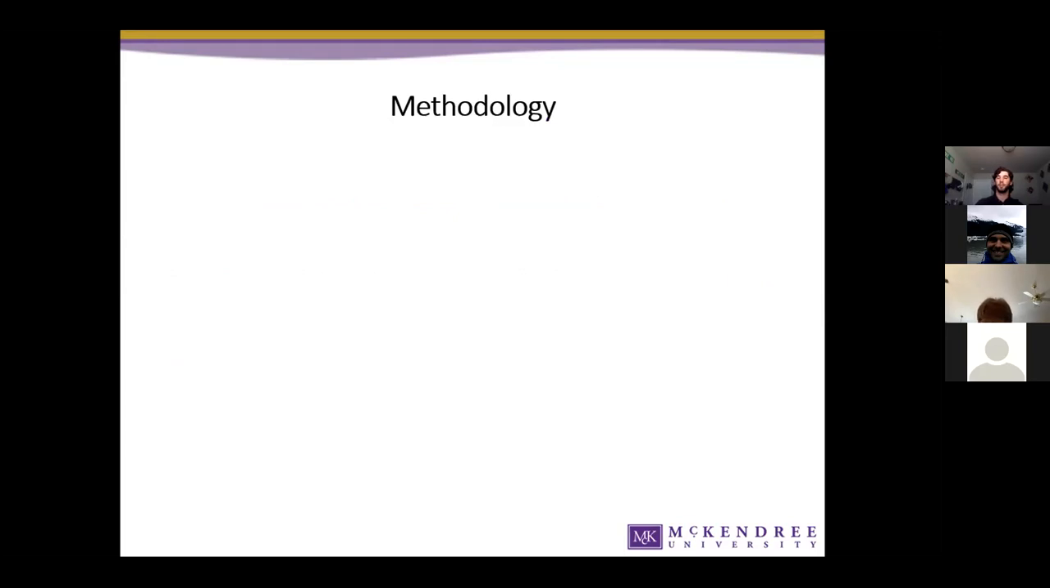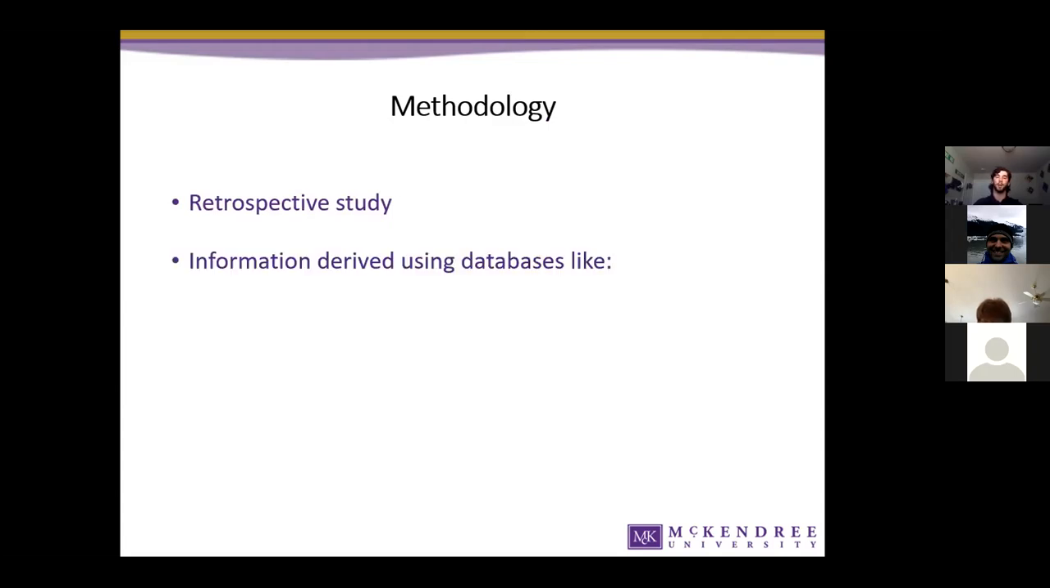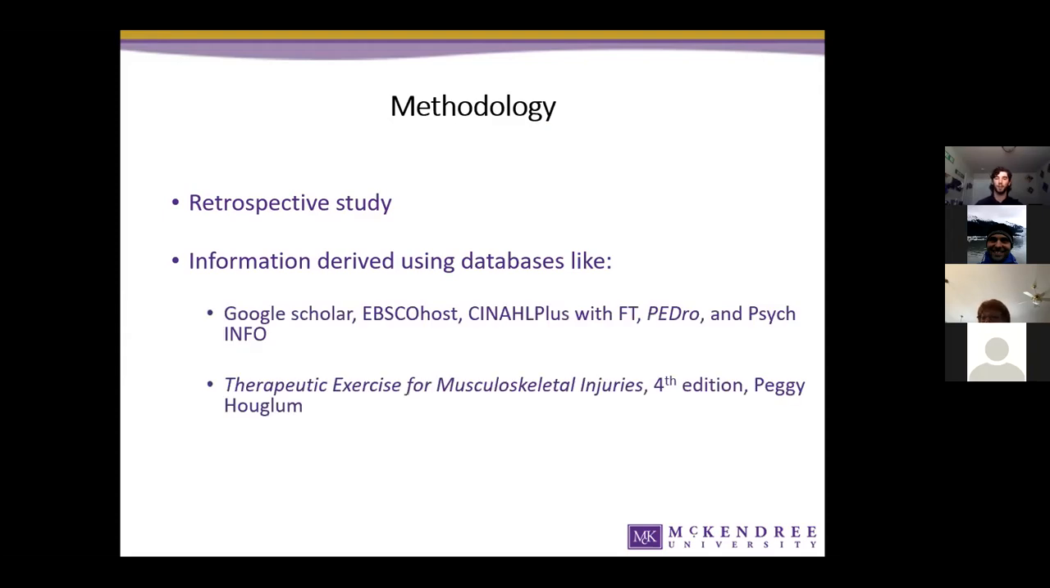So the methodology for this paper that I have done, it is a retrospective study. I derived information all from databases like Google Scholar or EBSCOhost or PsycInfo. I was also able to get my hands on a textbook called Therapeutic Exercise for Musculoskeletal Injuries by Peggy Houglum, and all of these were scholarly articles and were very, very helpful for me during this time.